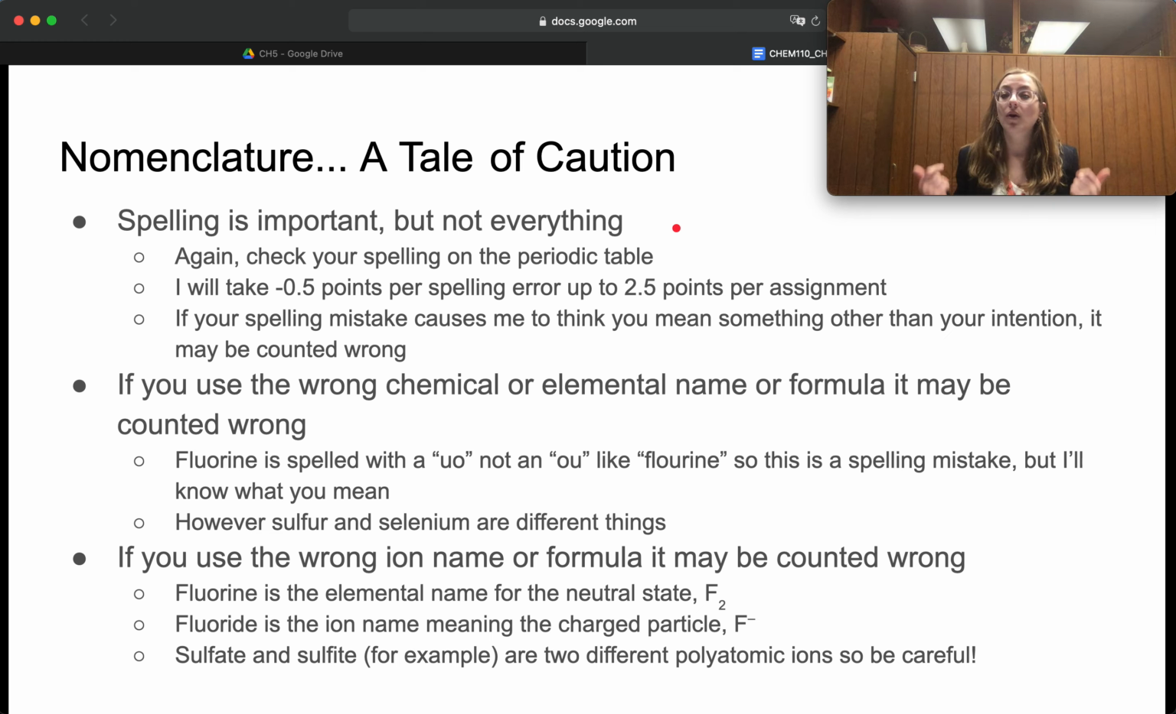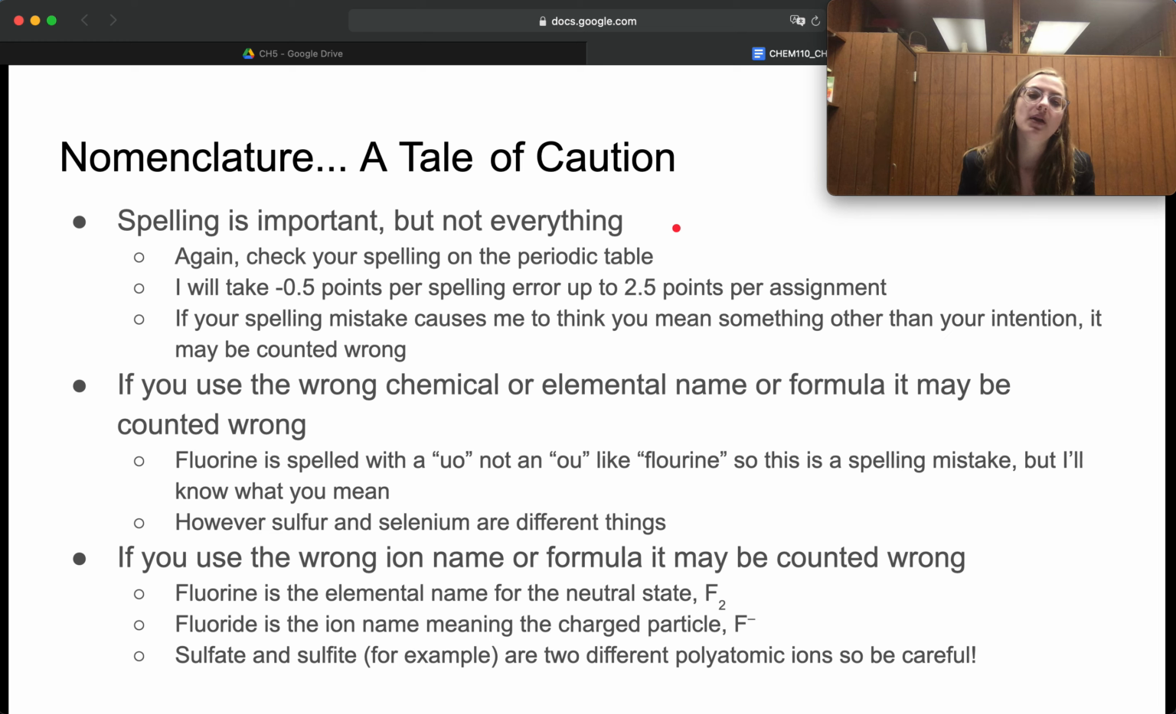So while spelling is important, it's not everything, but you have to make sure you're actually saying what you intend to mean, okay? Like if you see the chemical symbol Se for selenium and you write down silicon, that's not a spelling error, and you can't convince me it's a spelling error. You read the chemical symbol wrong, okay? Just the same thing here. So if you use the wrong chemical or elemental name, it may be counted wrong as well, okay?